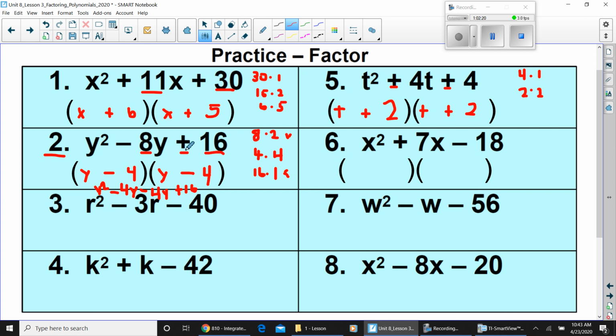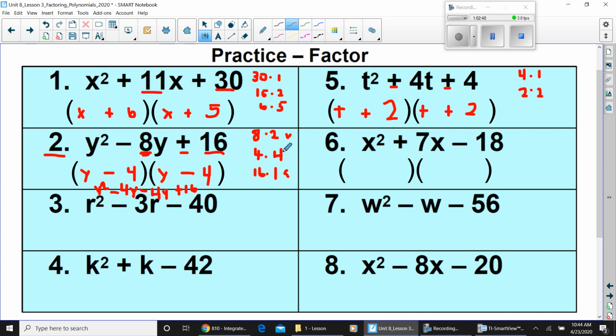So when I take a look at this number, I say, all right, 16. I don't take a look at the positives or negatives yet. I mean, you could do it a different way. It's fine. But I know that I could put my factors down that multiply into 16: 16 times 1, 4 times 4, 8 times 2.